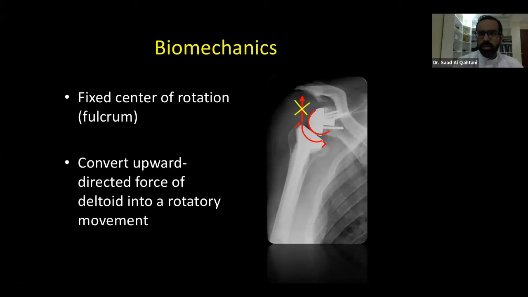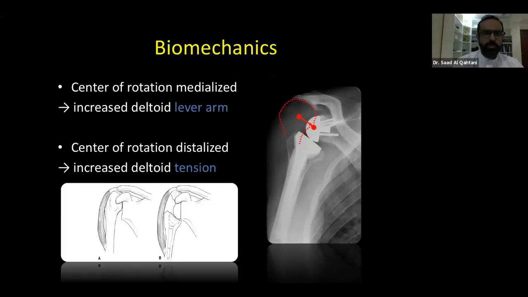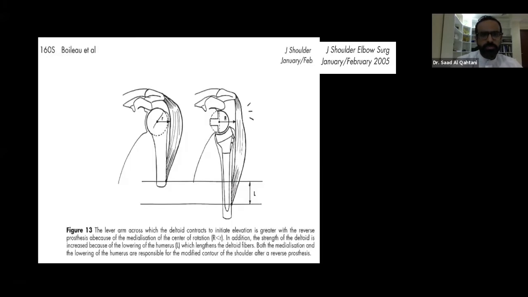converting the deltoid force into a rotatory movement or a compressive force. And as I said before, when you medialize the center of rotation, you increase the deltoid lever arm, which makes it easier to have abduction and forward elevation, and also distalization increases the tension in the deltoid. And this photo explains the distalization, which puts more tension on the deltoid and also causes some lengthening of the upper extremity, which might have some effect on the nerve.